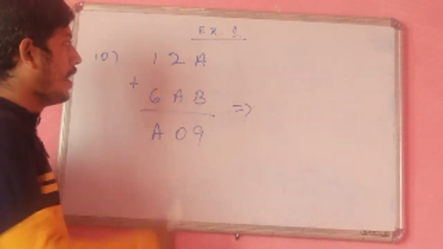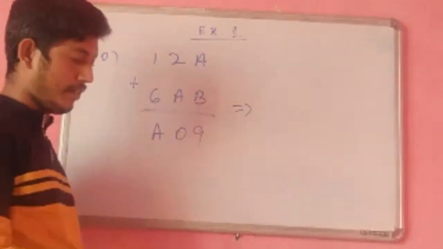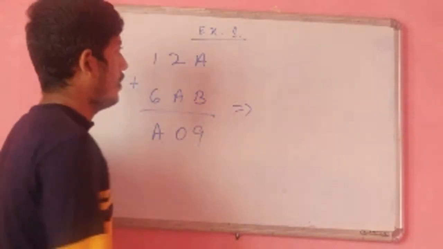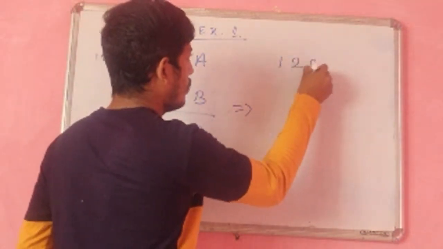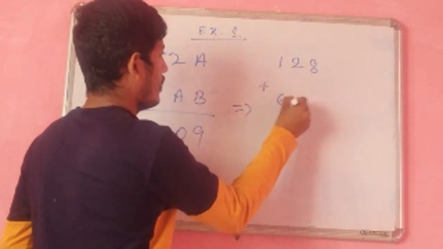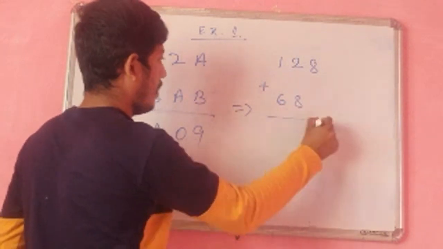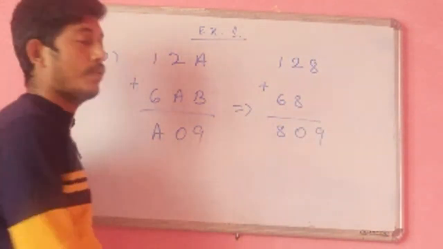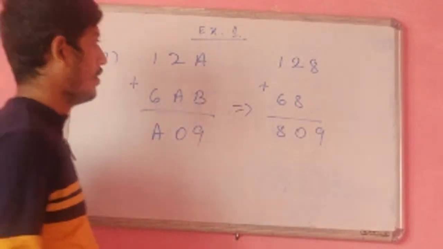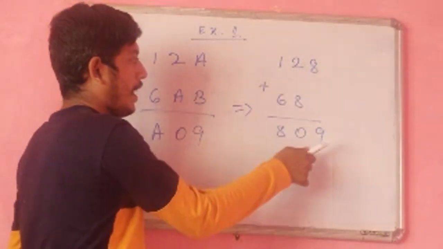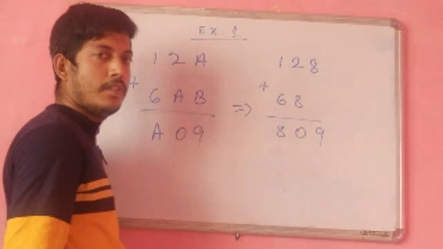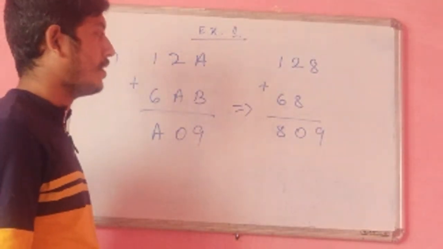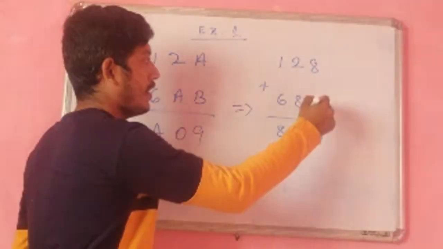Okay, here I will consider the value of a as 8. So I will consider 128 plus 68, then 809. Here I consider the value of a as 8. For which number do I have to add 8 to get the answer as 1? Answer as 9, that is 1.